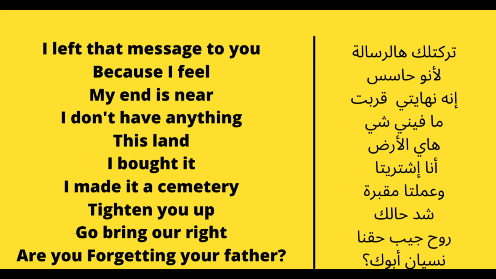Next sentence, wa'amilta ma'bara. As I said, in the Shami dialect the qaf we spell as a glottal stop. Wa means and. A'amilta means I made it. Ma'bara means cemetery or graveyard. Wa'amilta ma'bara means and I made it a cemetery.